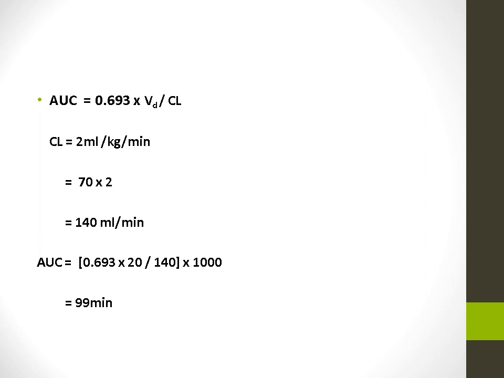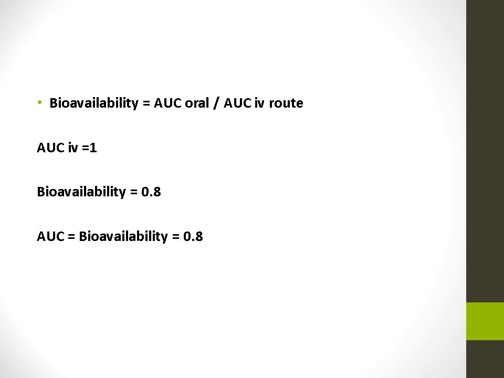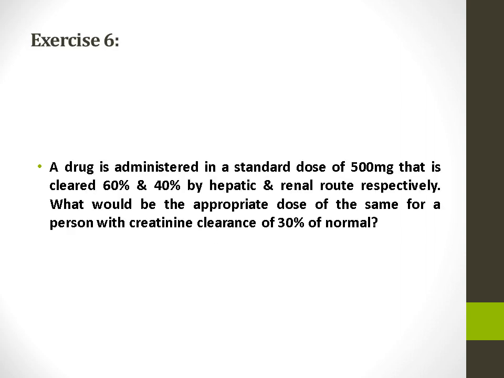Okay. Second part of the question. The bioavailability is described as the area under the curve orally and area under the IV route curve. So, usually we take area under the IV route curve as 1. So, bioavailability is 80%. So, AUC will be equal to the bioavailability here, which will be equal to 0.8. Any doubts?